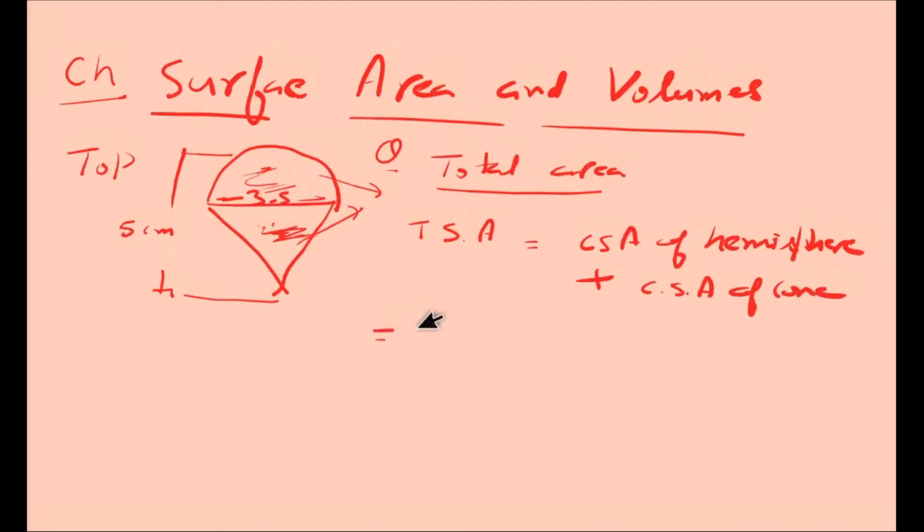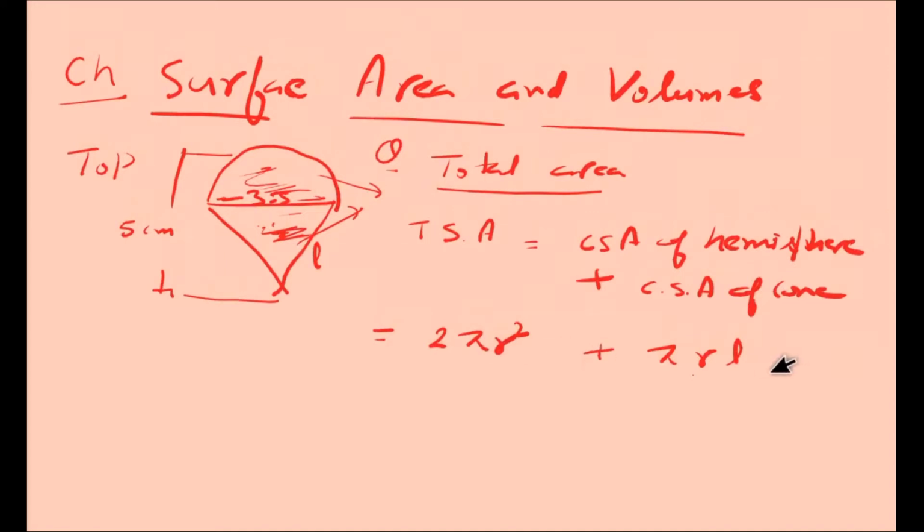Now you can use the formula: curved surface area of a hemisphere is 2 pi r square. And what is the radius here? It is the diameter, so the radius is 3.5 upon 2. And now the curved surface area you have to find of this cone. What is the formula of the curved surface area of the cone? That is pi r l. So it is r and it is l. This r is the same.